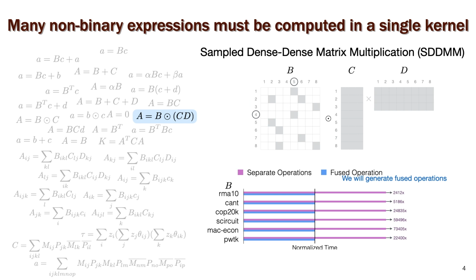So this is why you need to generate a specialized function for each and every expression when you have sparse operations, a lot more than in the dense case.